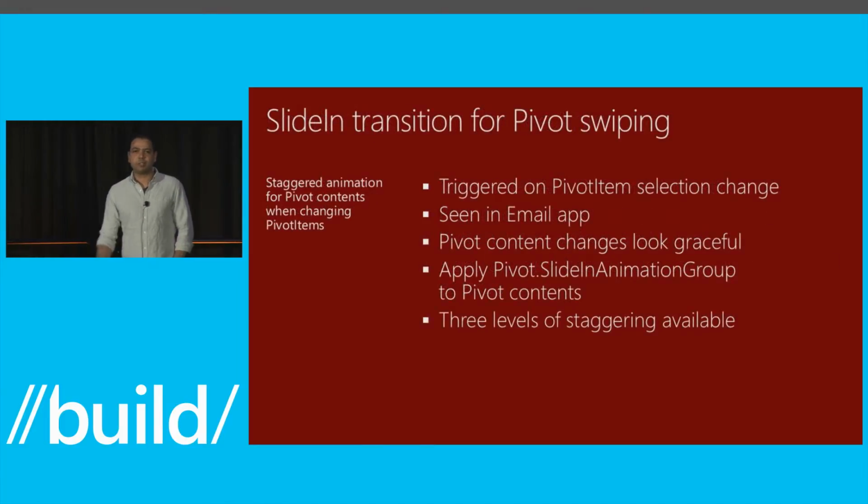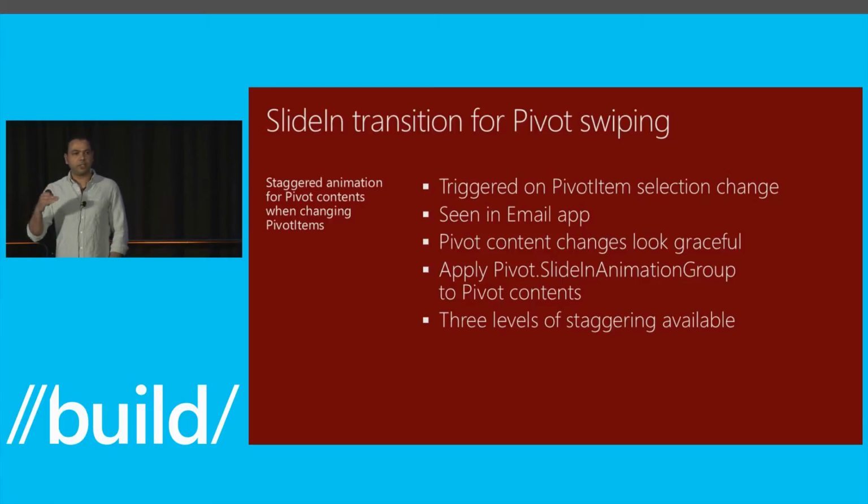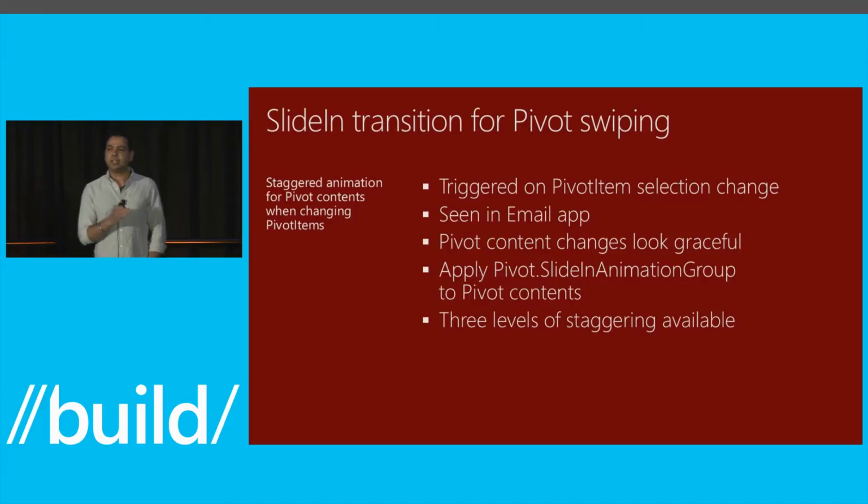Next up, let's talk about the slide-in for the pivot. If you've been playing around with the pivot on phone, when you slide in from left to right, you can see that the contents inside of that pivot nicely ease in, and they maintain a sense of directionality. The direction that you move, they come in from that direction. So it looks really nice. The content changes look graceful, and obviously, it gives you a sense of direction. And we've made it available to you as the pivot.slideIn animation group API.